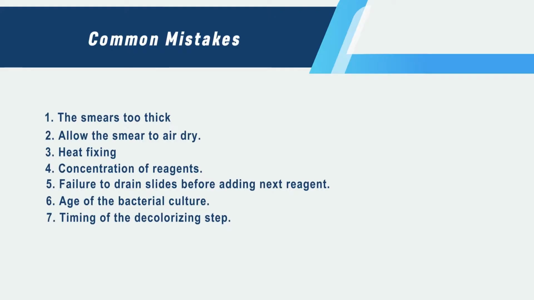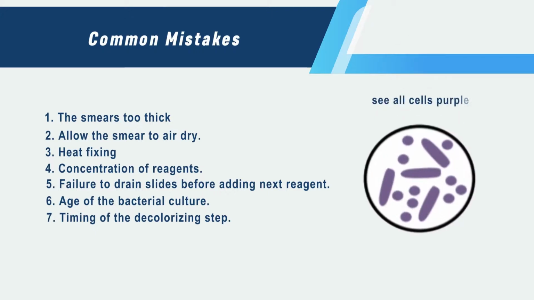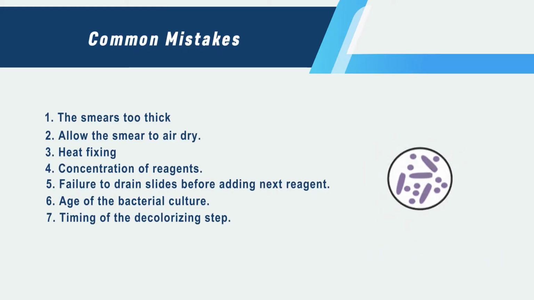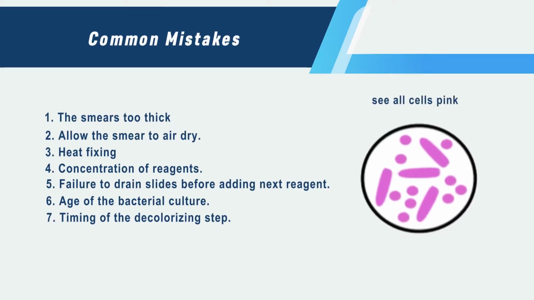If you are staining a mixture of gram-negative and gram-positive bacteria and you see all cells purple, it indicates that the decolorization step was too short. The next time you do a gram stain, increase the time for decolorization. If you are staining a mixture of gram-negative and gram-positive bacteria and you see all cells pink, it indicates that the decolorization step was too long. The next time you do a gram stain, decrease the time for decolorization.